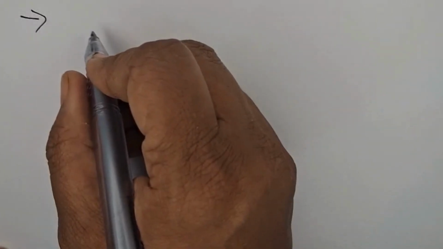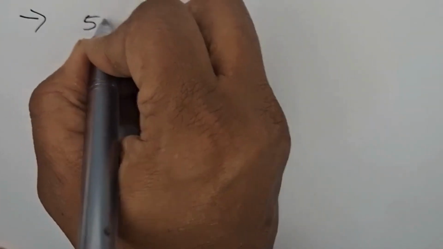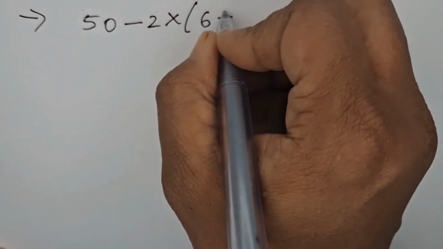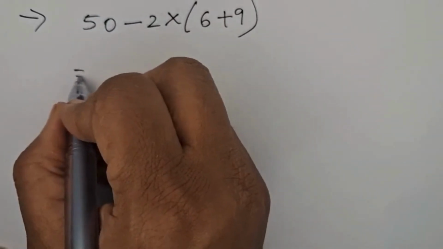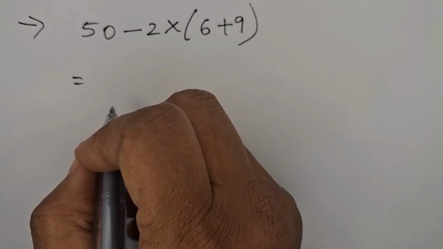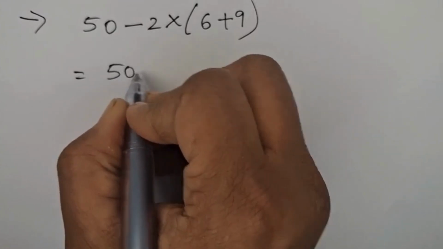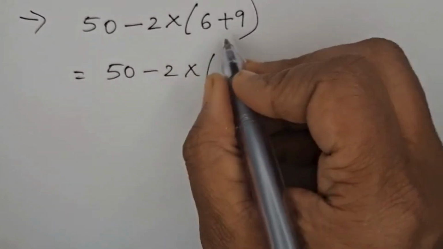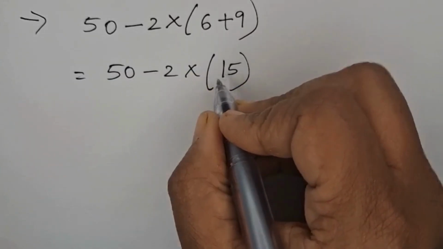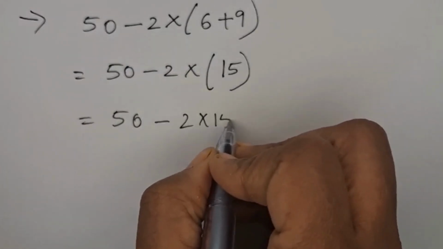The next one is 50 minus 2 into 6 plus 9. So for this also we have to solve the first in the brackets one. So 50 minus 2 into 9 plus 6 is 15. 50 minus 2 into 15.